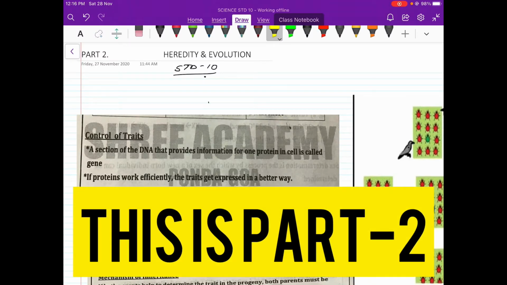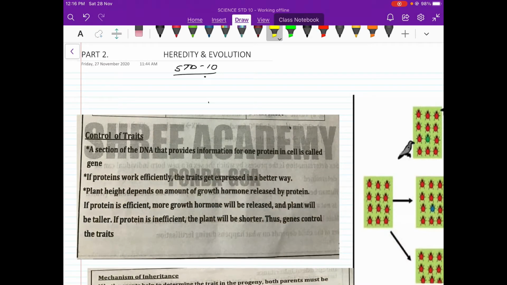This is part 2 of the chapter Heredity and Evolution, Standard 10th.